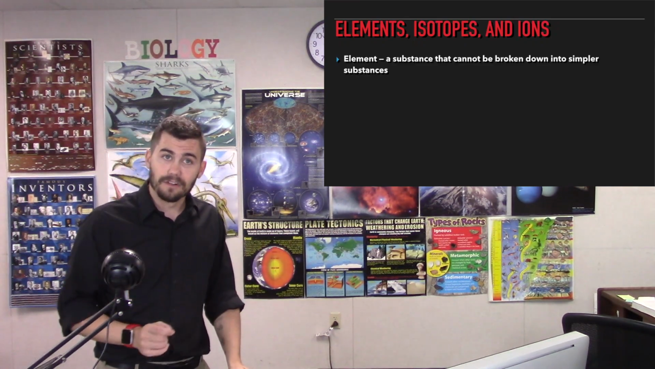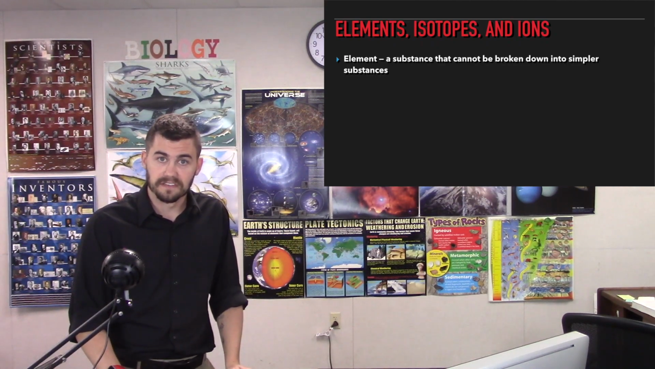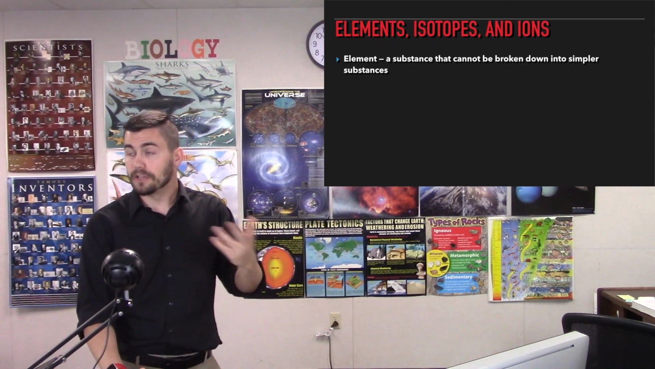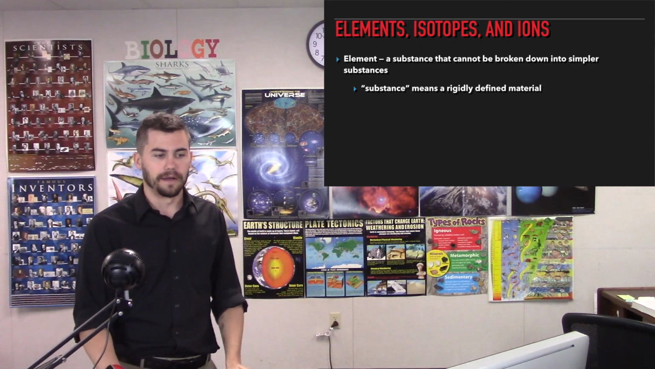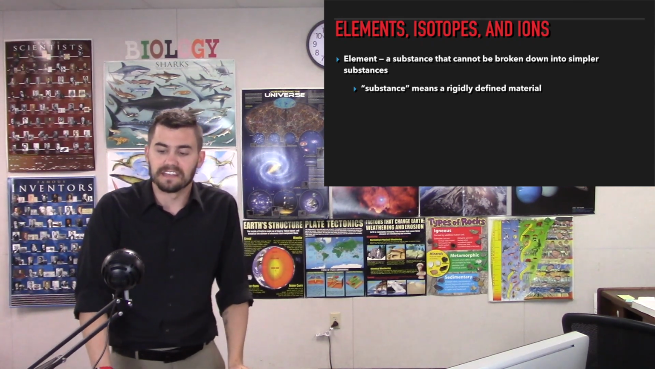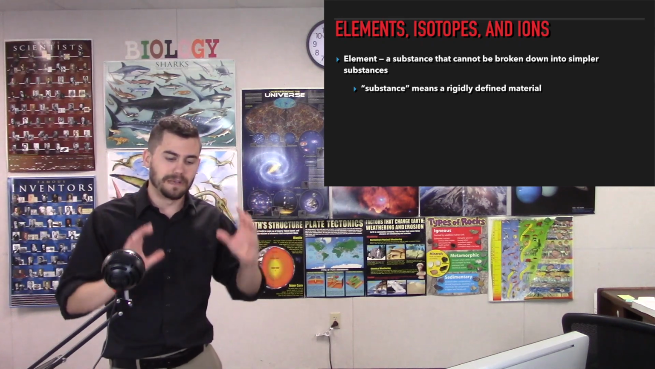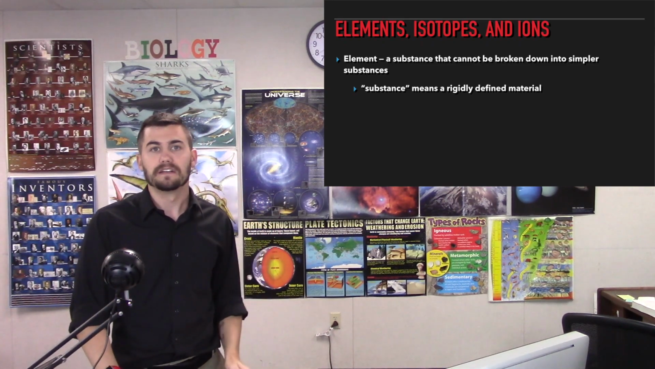So again, an element is a substance that cannot be broken down into simpler substances. An element is made of one specific type of atom. The gold atom, the copper atom, the carbon atom, so on and so on. Now, this word substance is actually like a technical term. A substance is a rigidly defined material that only comes in one variety.